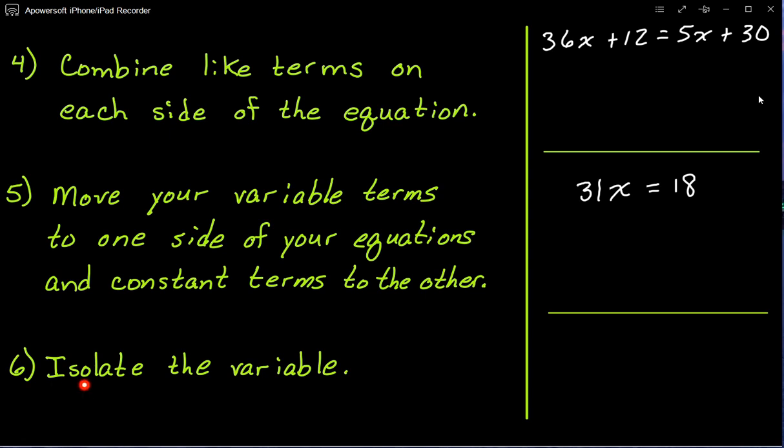And your last step is isolating the variable, which simply means we're going to divide by 31. We're going to divide 31 over to the other side, giving us x is equal to 18 over 31.